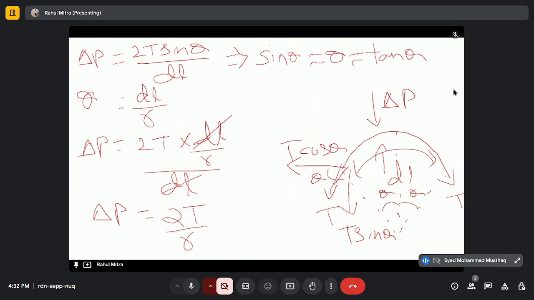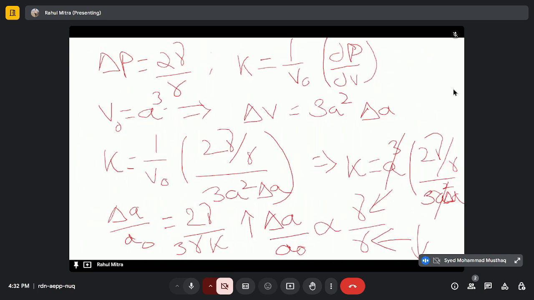Sorry, here it will become 4 gamma by R, right? Yeah, it should become 4 gamma by R. So finally this will turn out to be 4. Let me change. This is 4. Okay, so let's move on to this.